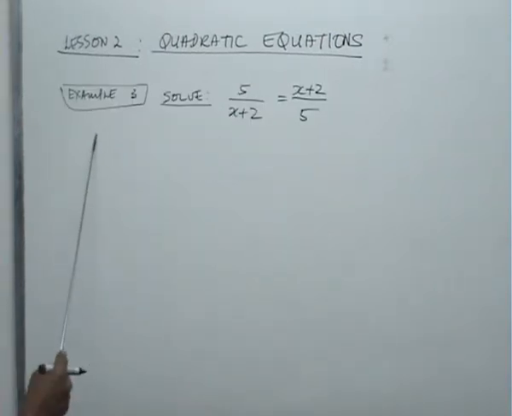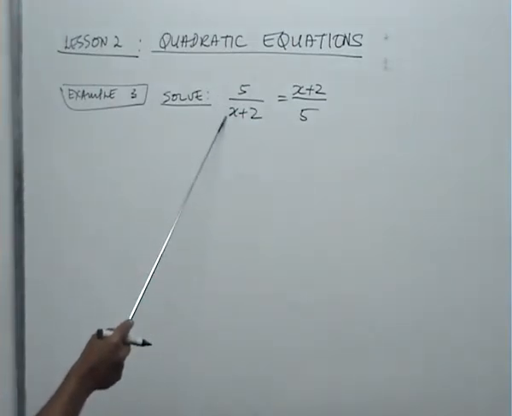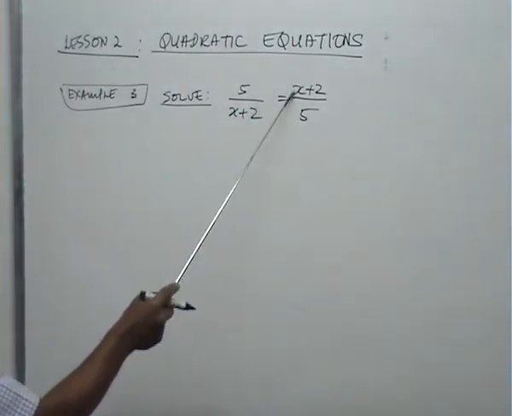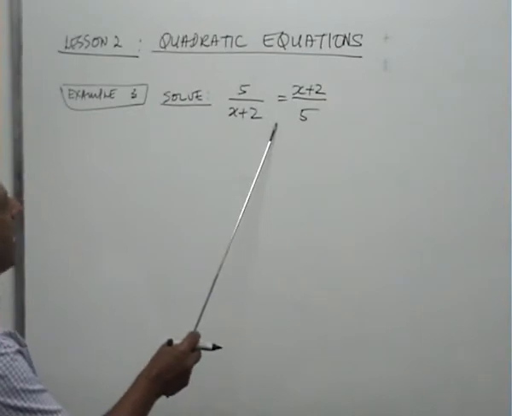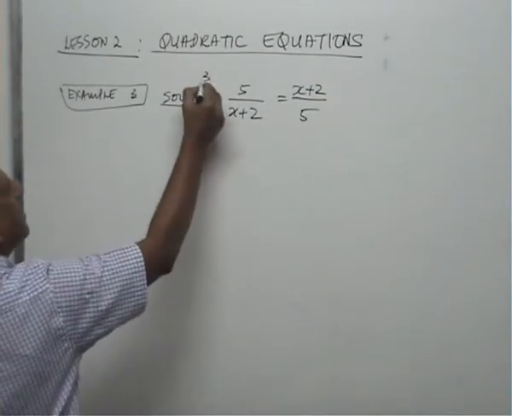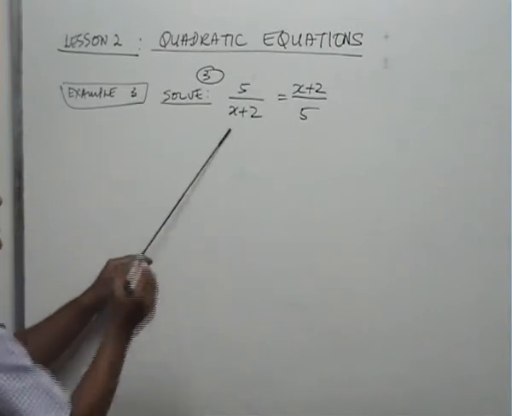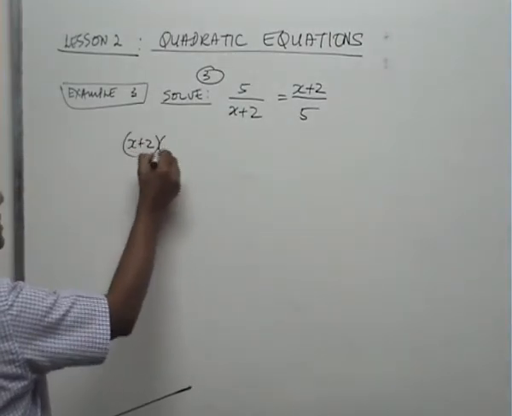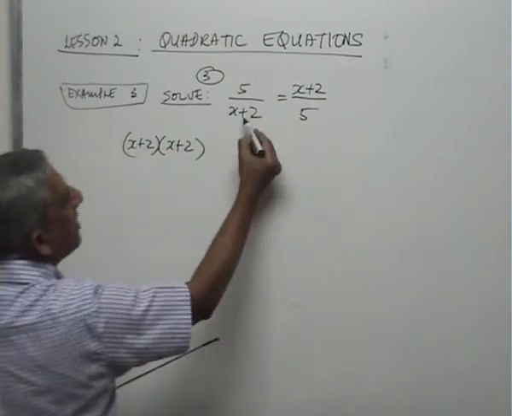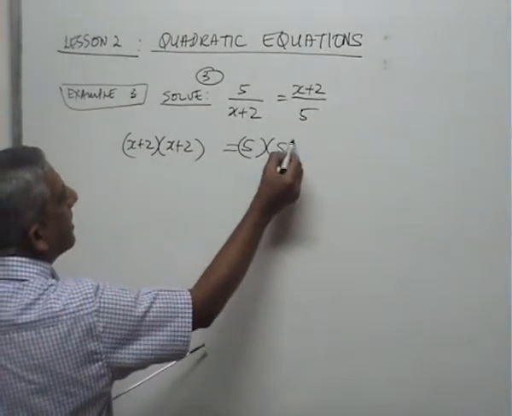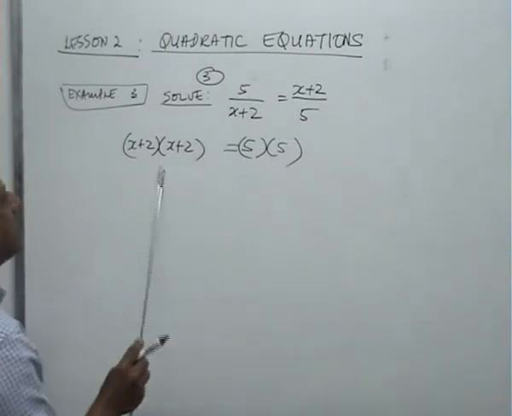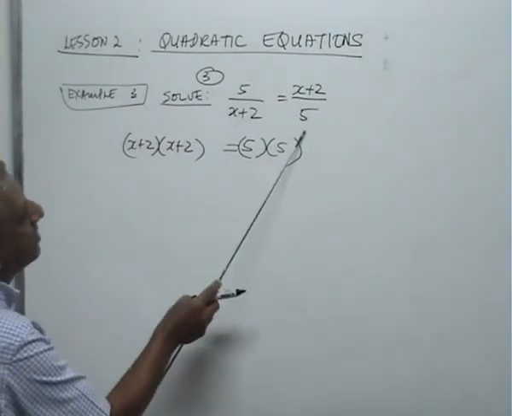Right, here we have example 3. Solve 5 over x plus 2 is equal to x plus 2 over 5. Now if you remember this kind of example from linear equations, you just simply cross multiply. So let's call this example 3. So if you cross multiply, you're going to say x plus 2 times x plus 2. You're going to multiply these two. Is equal to 5 times 5. You just cross multiply. X plus 2 times x plus 2 is equal to 5 times 5.